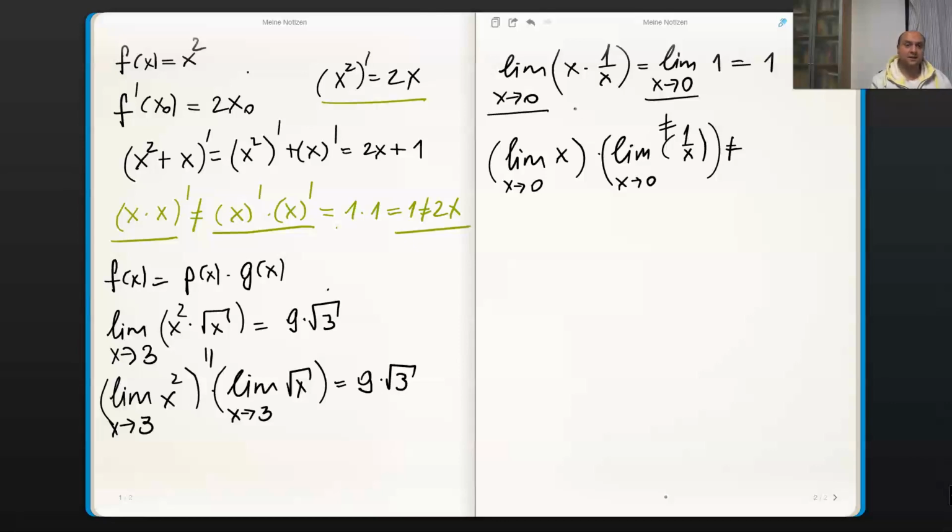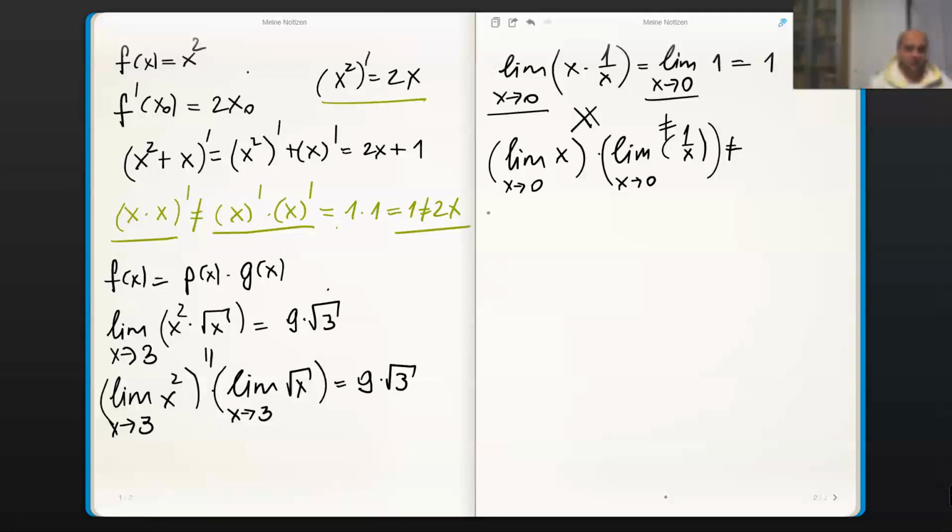Obviously, they cannot be equal. So what is our conclusion from here? Well, our conclusion is, if we are having two limits that we're working with, then we can only separate the product if we can make sure that those two limits do really exist. And if they exist separately, you can also take the product apart.